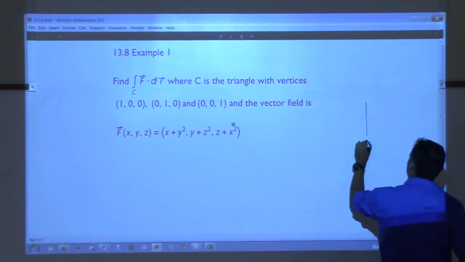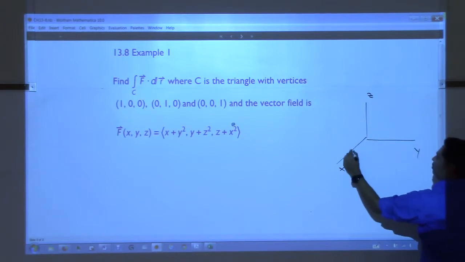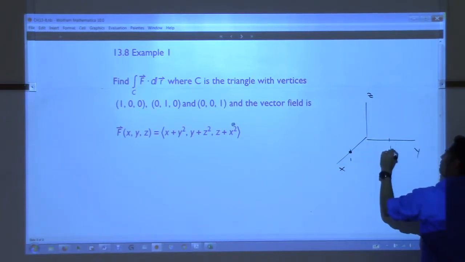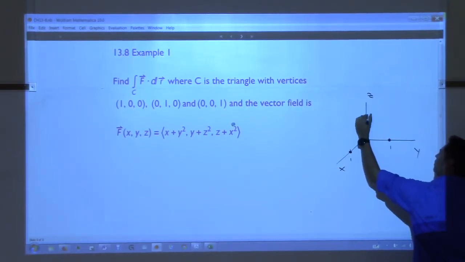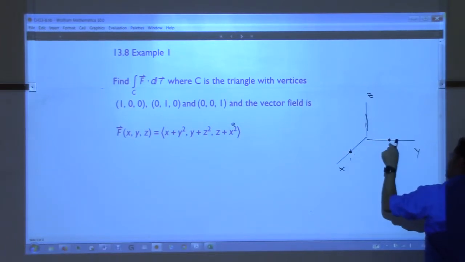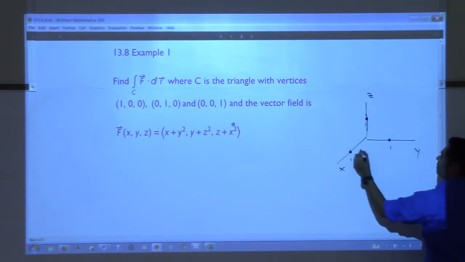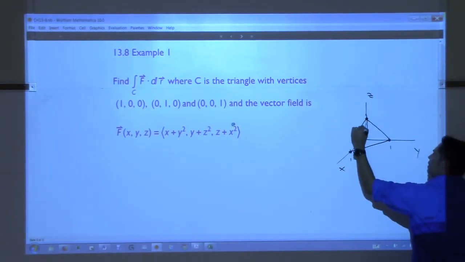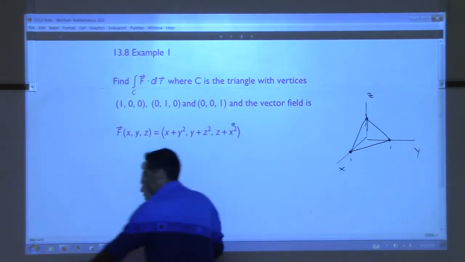So I'm going to draw my curve. The vertices are (1, 0, 0), (0, 1, 0), and (0, 0, 1). And my curve is that, right? So I move around this thing. Well, is that curve the boundary of a surface? It is, right? It is the boundary of a surface. It's the boundary of this surface here.